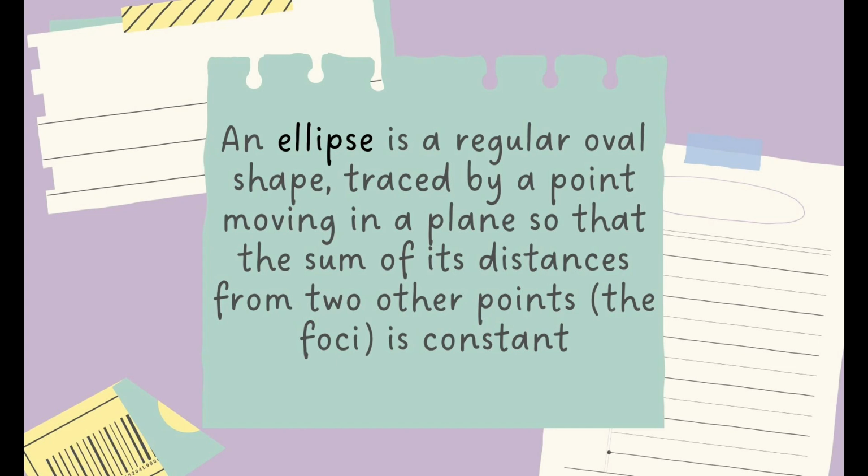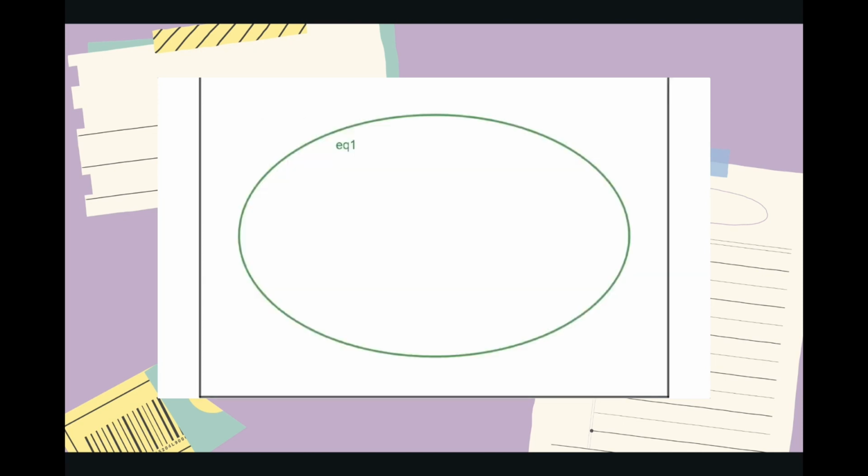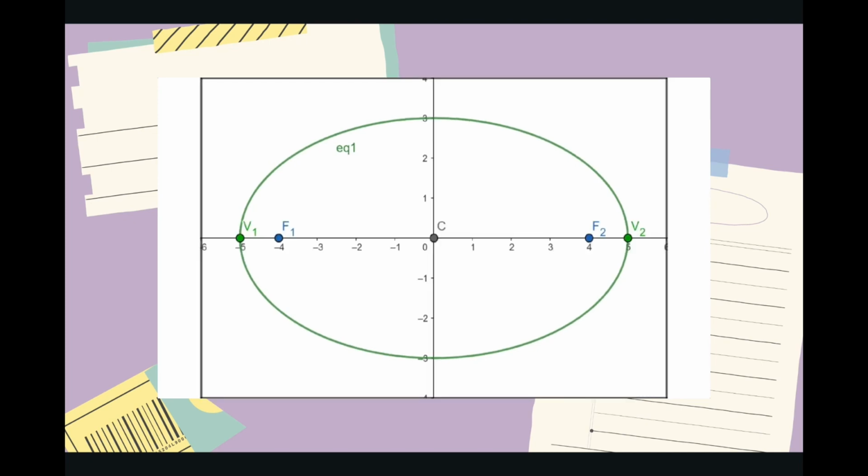An ellipse is a regular oval shape traced by a point moving in a plane so that the sum of its distances from two other points, the foci, is constant. Now, with this, let's make a working equation. The constant sum of the distances equals the distance from one focus to the point on the ellipse plus the distance from the other focus to that same point. Then, let's plot a horizontal ellipse with its center being on the origin.